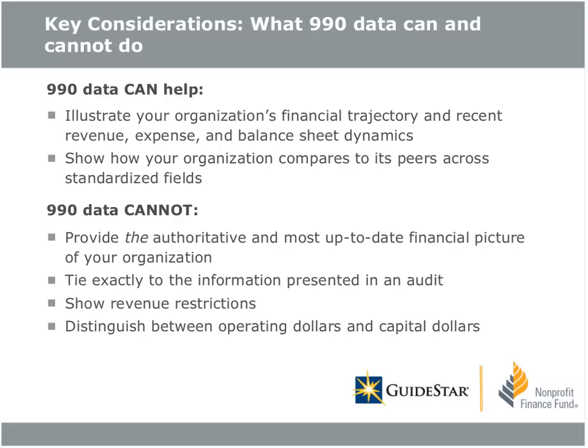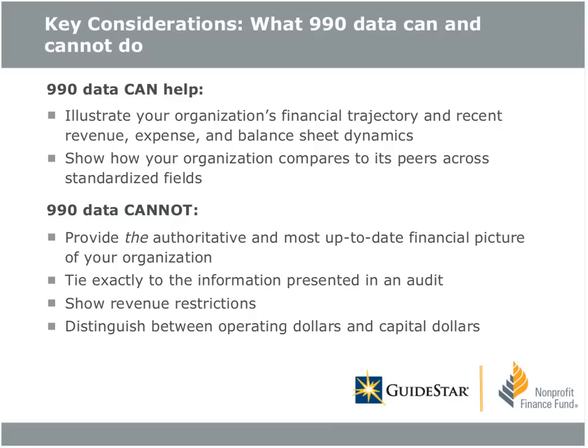And speaking of audits, the data isn't necessarily going to tie exactly to the data in the audits that you might be used to seeing because, again, it's a standardized format versus a customized one. But in general, the large line items, the totals, should be close. In terms of total expenses, total revenue, or looking at net assets or liabilities, you would expect those to be closer. As I mentioned earlier, 990 data cannot show revenue restrictions.